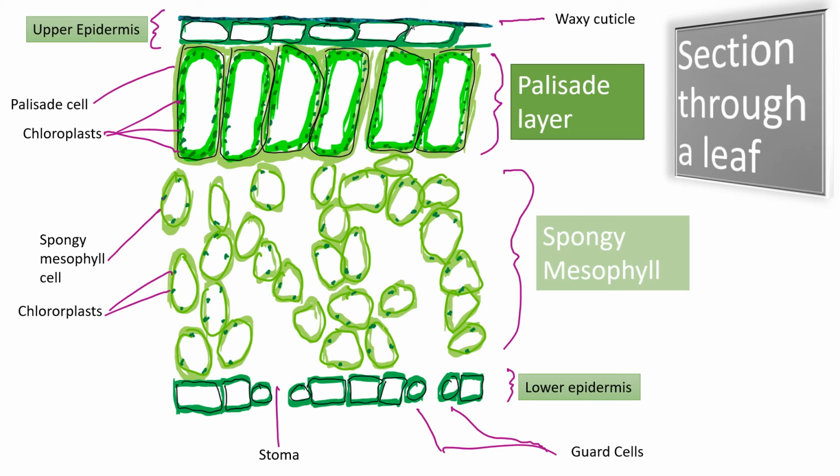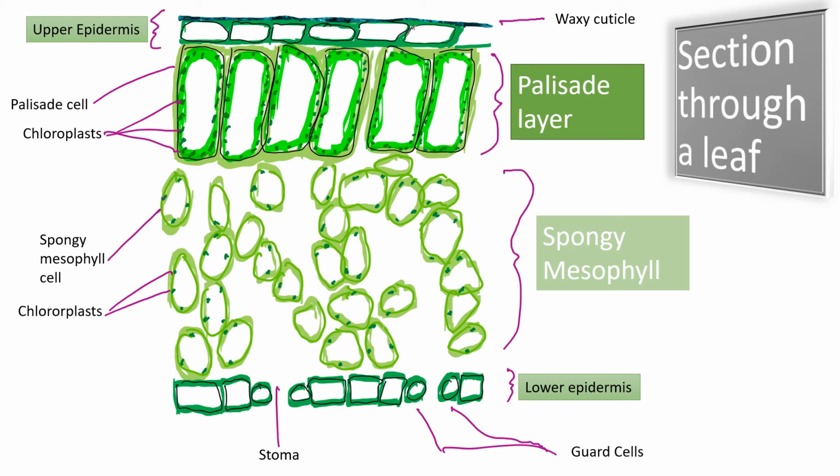Now, carbon dioxide needs to get in through the stoma. Now, there's probably about 0.04% carbon dioxide in the atmosphere. It's just enough to keep plants ticking over and to bring it into the leaf and be utilized. But it needs that constant supply.